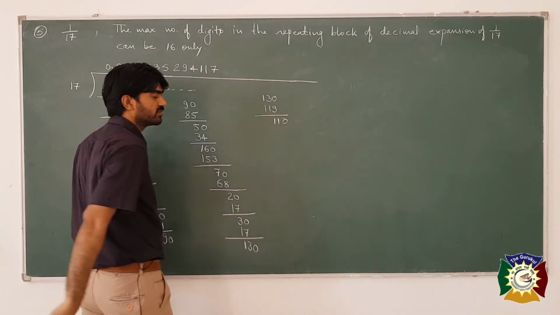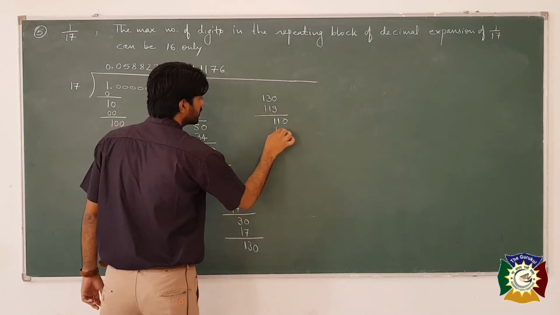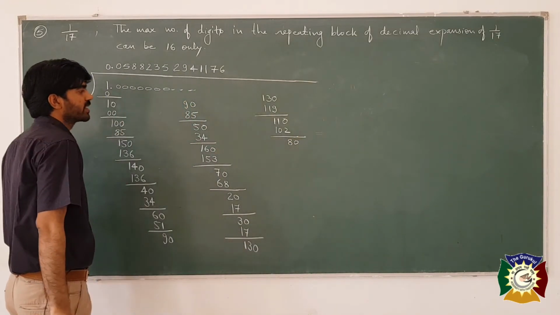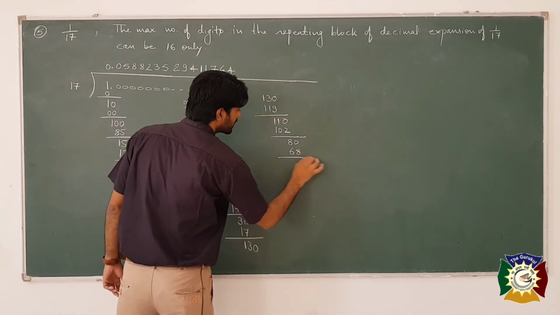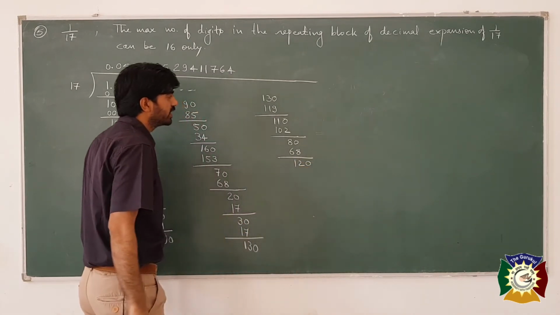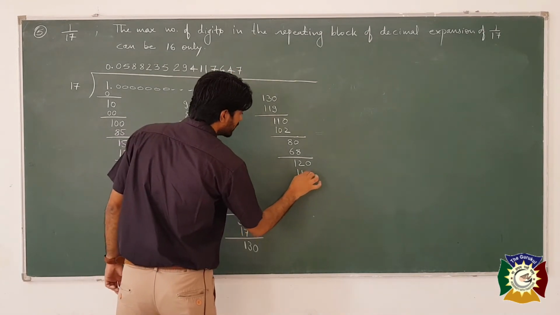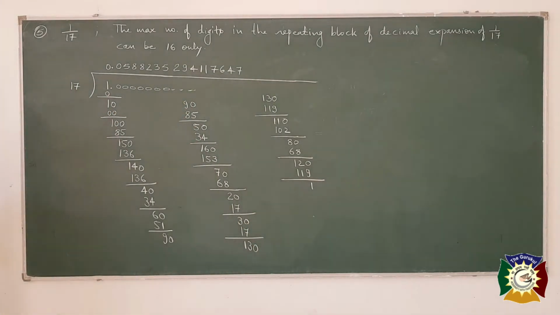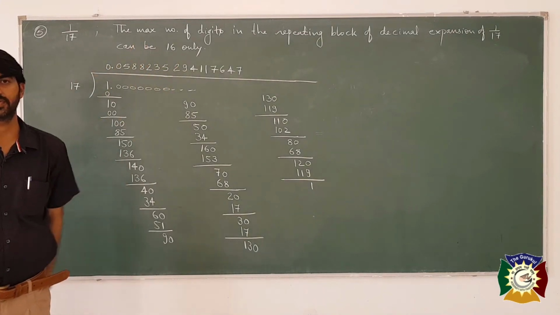It will become 110. 17 sixes are 102. We are left with 8. It becomes 80. Then again 17 fours are 68. We are left with 12. Then it becomes 120. And 17 sevens are 119. And we get the remainder 1 again. What will happen after that? After that again there will be 0, 5, 8 and all digits being repeated.